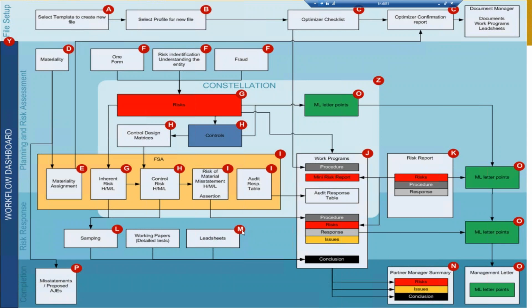The completed conclusions of the work programs flow into a partner manager summary, which includes a summary of risks, issues, and conclusions. Management letter points found when defining risks, work program responses, and the risk report populate the management letter. All of the work completed will likely result in the recording of misstatements and proposed adjusting journal entries.